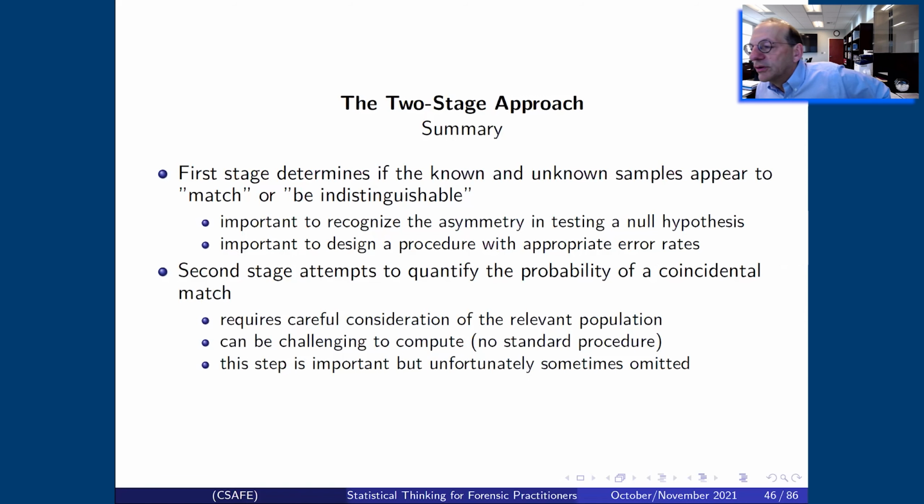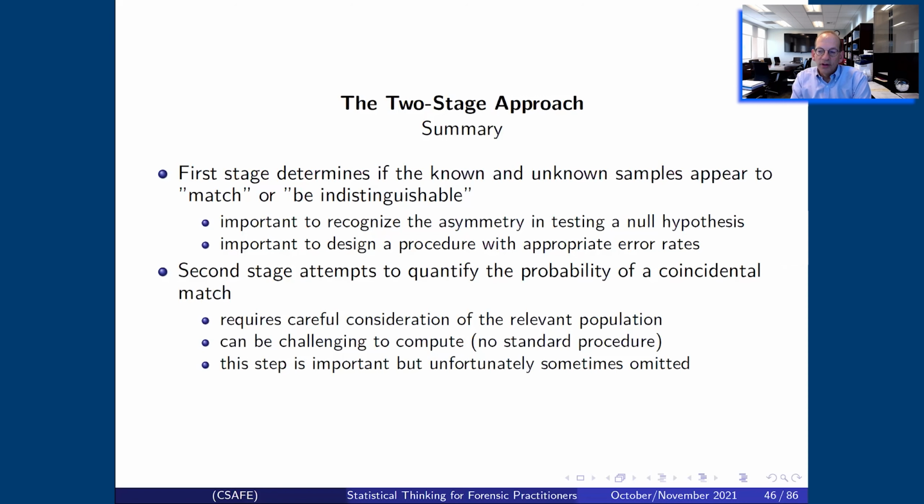If we use a statistical test to make that determination, we should recognize that that test is assuming the null hypothesis is true and is therefore prejudiced, if you will accept that term, in favor of the null hypothesis. And that it's important to design that first stage with an appropriate threshold, recognizing that that's a challenging question.